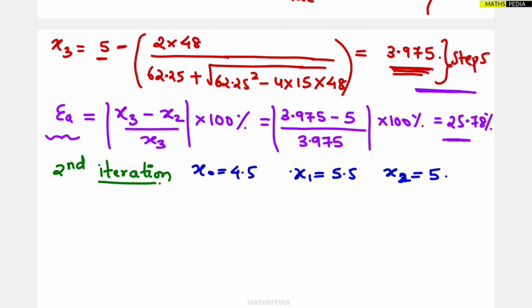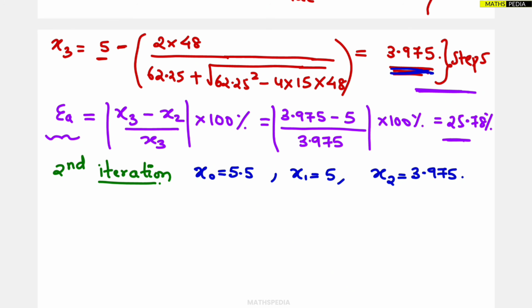Now here, this was the first iteration value. What I said is that you have to replace this, so this will be gone. In place of this, who will come? X1 will come, 5.5. Now in place of x1, who will come? X2 will come, that is 5. In place of x2, who will come? X3 will come, that is nothing but the calculated value, 3.975. These will be the values for the second iteration, that you have to understand.